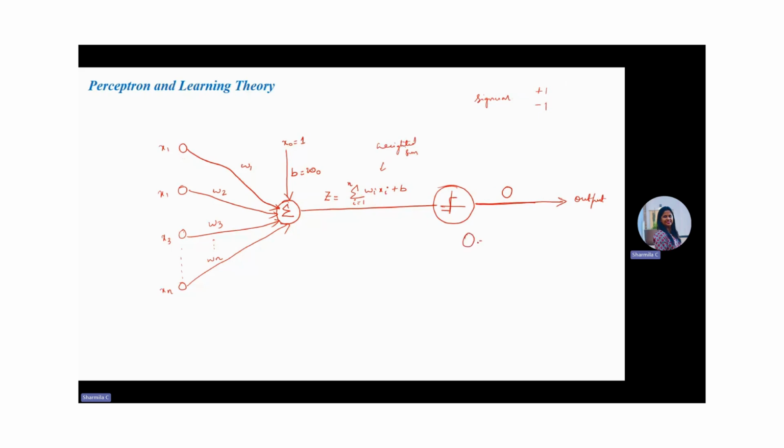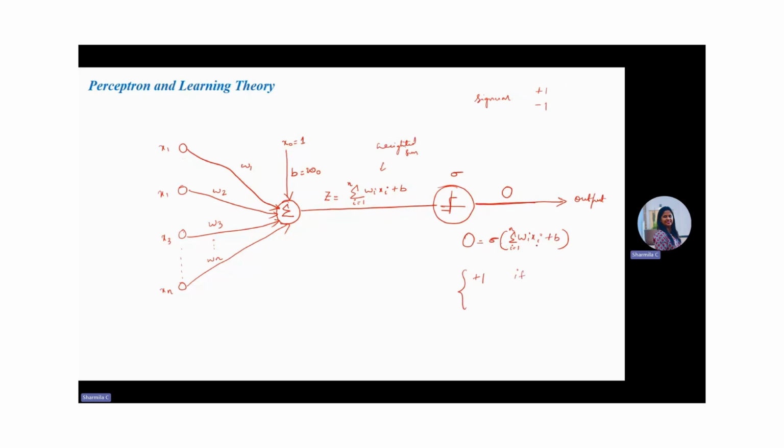This output is nothing but, I'll represent this activation function as sigma. So sigma of, what is the input to this activation function? That is this summation, correct? So this is sigma of i equals 1 to n, wi into xi plus b, which is the input to the activation function. So what is the output that I'm going to get from the activation function? It is +1.